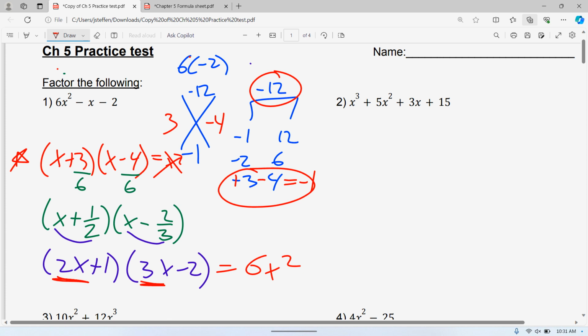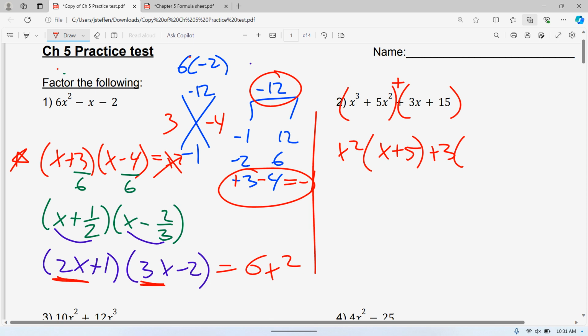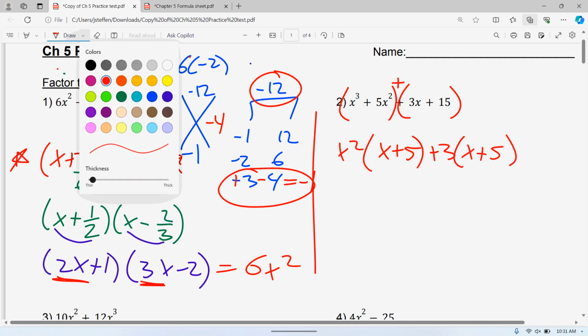Okay, so the next one. Now, right away, there are 4 terms here, so I know it's probably factor by grouping. So we group these together, put the plus. Again, you don't actually need that plus sign, so if you want to ignore it, that's fine. From the first group, I'm going to take out an x squared. That's going to leave me x plus 5. The second group, I'm going to take out a positive 3. That's going to leave me x plus 5.